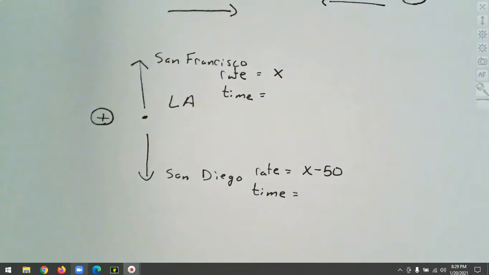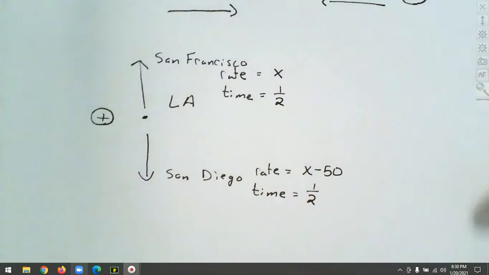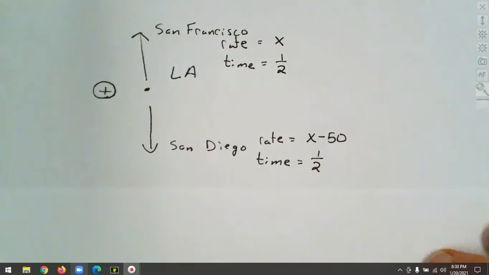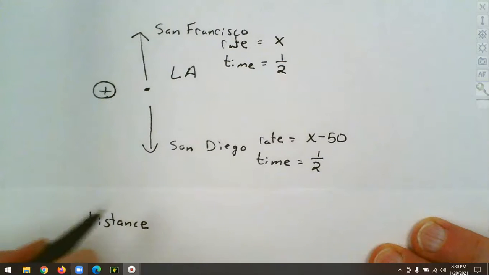Now, what about the times? Well, it says they leave at the same time, and they're in the air for a half hour. So it says in a half hour, which means our time for both of these is going to be a half. Now, how do we build our equation? Well, from what we know about our distance formula, we know our distance equals the rate times the time. That's our main formula.